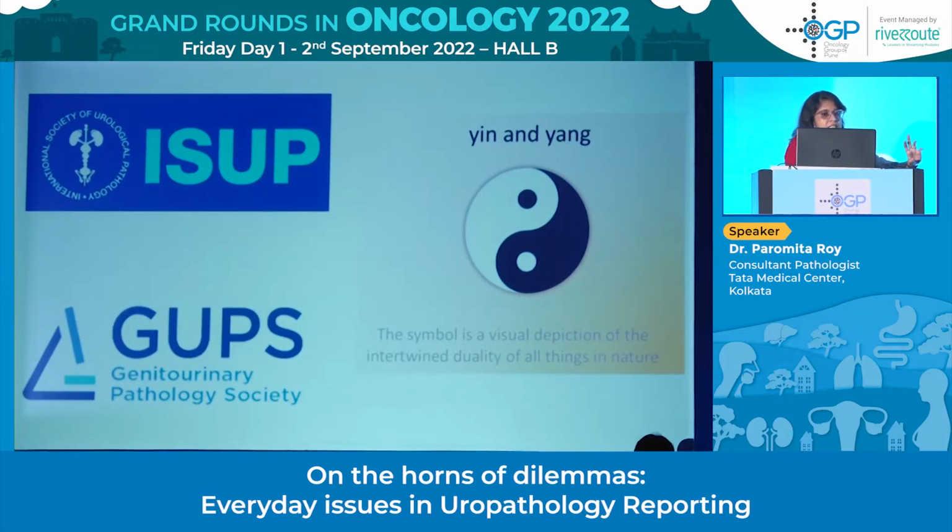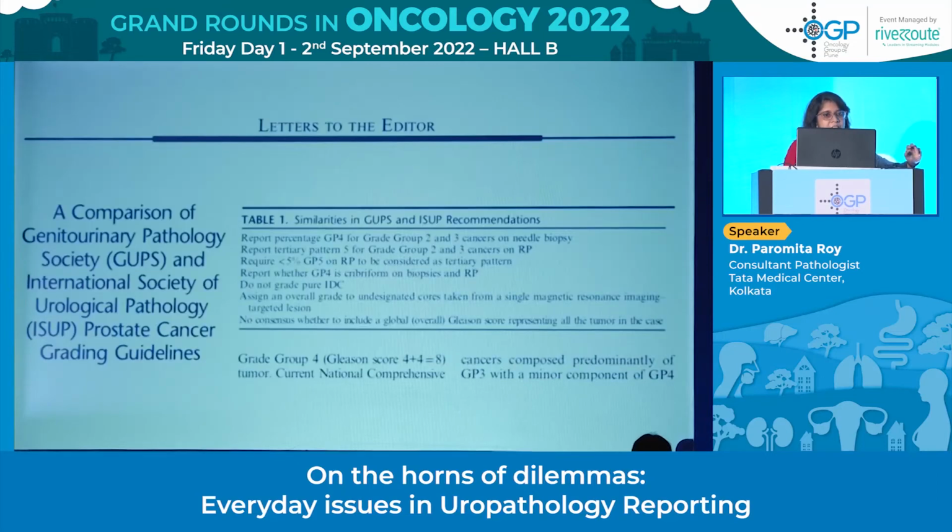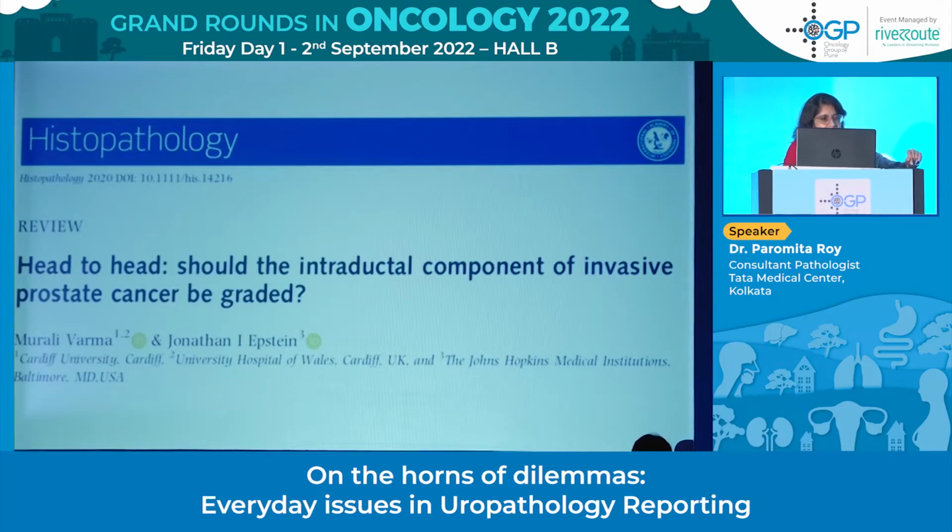And this is the confusion that the ISUP, the International Society of Urological Pathology, and the Genito-Urinary Pathology Society, who provide the guidelines for our reporting. There is a big difference of opinion between the 2 groups, and that confuses both us pathologists and the treating clinicians, because management can change drastically between the 2 grade groups. So this is a nice review by Dr. Verma and Dr. Epstein, who have done a comparison. Should intraductal component of invasive prostate cancer be graded? Should you take them as grade 4, or should you take them as in situ carcinoma, which is not to be graded?